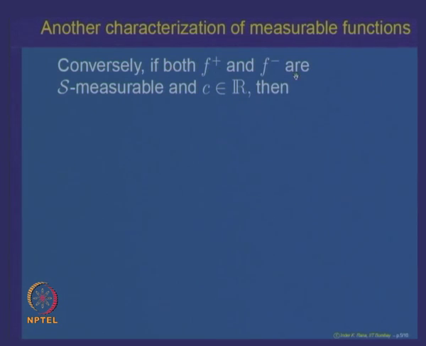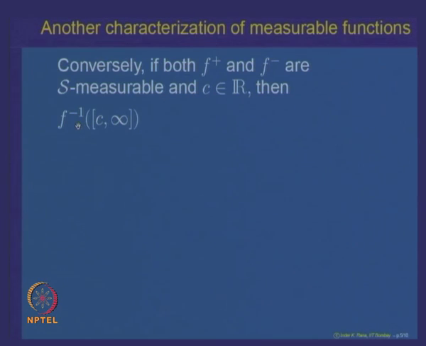Suppose both f plus and f minus are measurable, and let us take a point c belonging to R. Then we should show that the inverse image f inverse of c to infinity belongs to the sigma algebra S for every c in R. So, let us fix a c and look at this, and we have to interpret this in terms of inverse images of some intervals in terms of f plus and f minus.